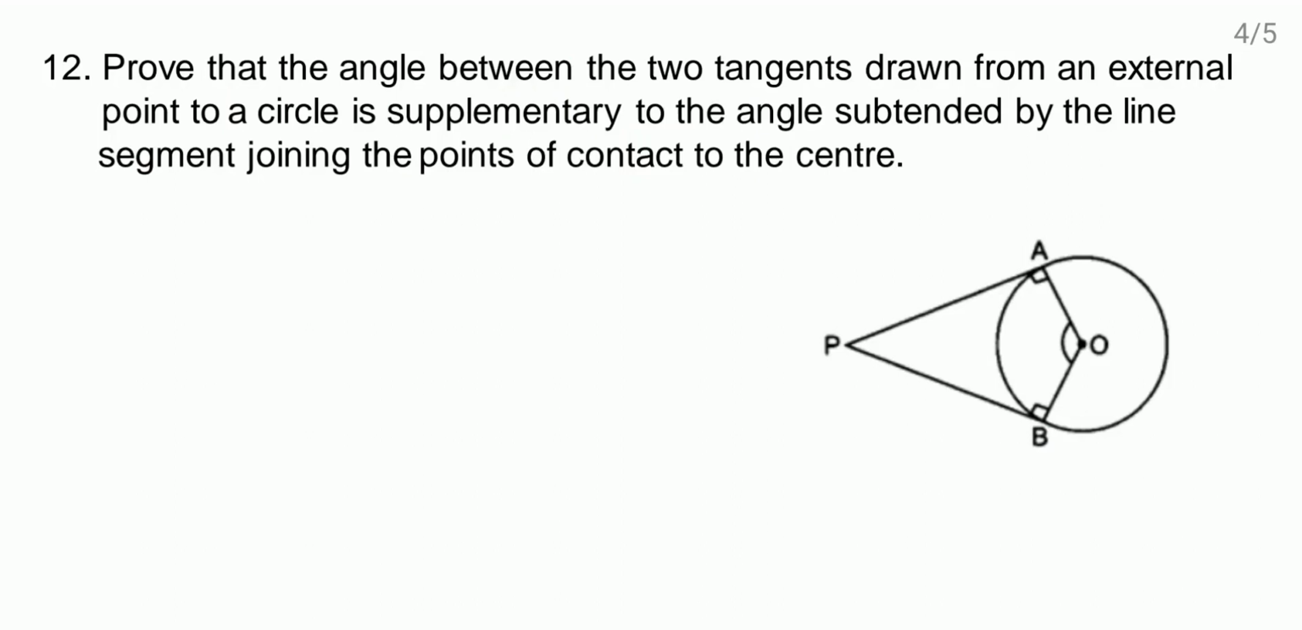What are they trying to tell us? They are telling us the angle between the two tangents, that means this angle drawn from an external point to a circle, is supplementary to the angle subtended by the line segment joining the points of contact to the center. That means these are the line segments joining the points of contact to the center.